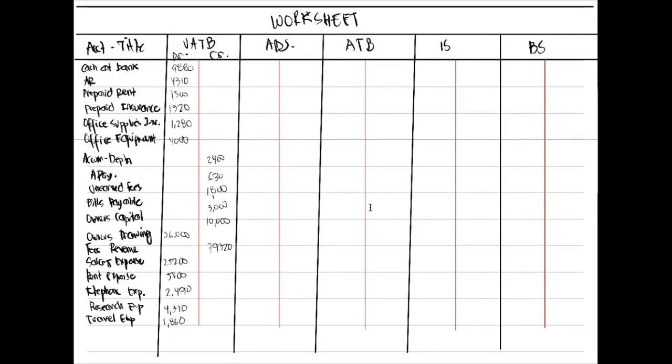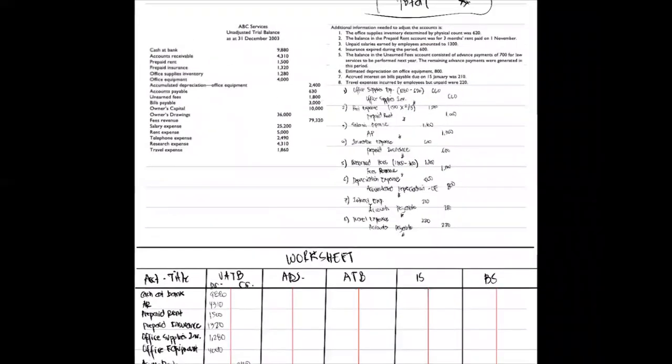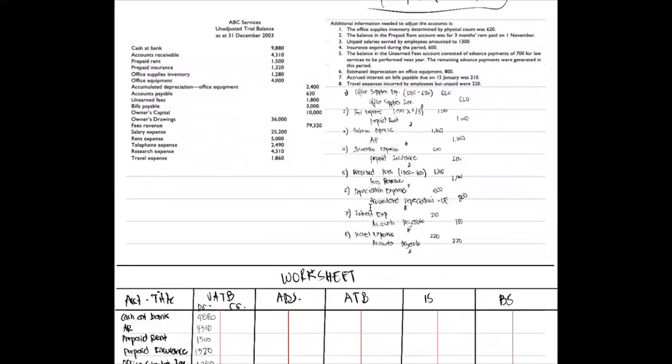Okay. When we get the total of the debit and credit, we just total it. So compute. So this is 97,150, both for debit and credit. Now we prepare our adjusting entries. I'll just copy these adjusting entries so that mas madali natin siyang makita.